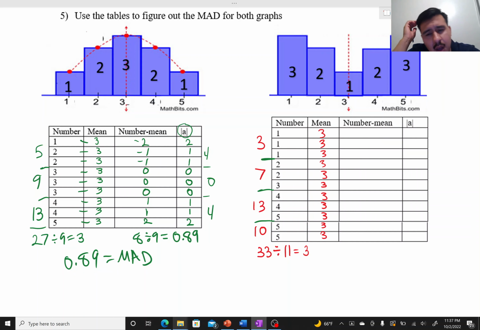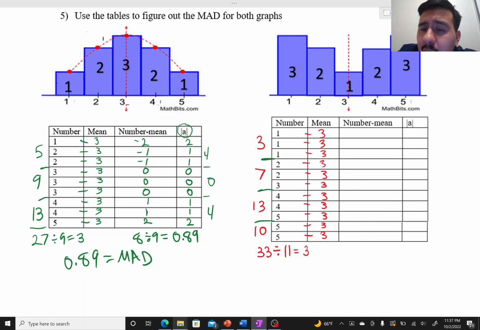All right. Next up, it says number minus the mean. So let's see. 1 minus 3, 1 minus 3, 1 minus 3, 2 minus 3, 2 minus 3, 3 minus 3, 4 minus 3, 4 minus 3, 5 minus 3, 5 minus 3, and 5 minus 3. I'm going to go ahead and answer that question in this one.